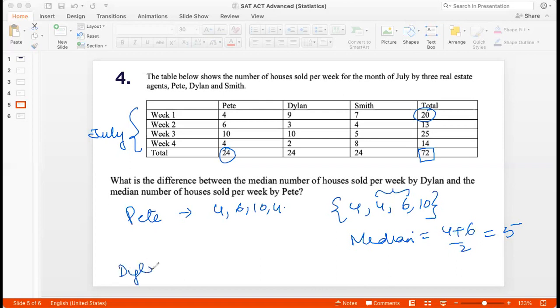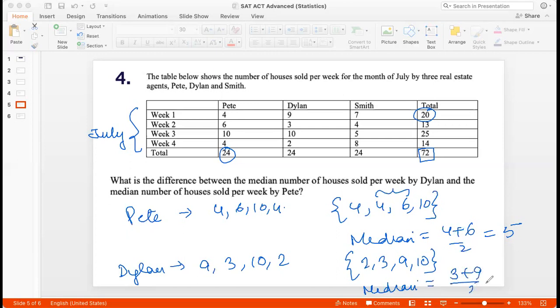What is the median for Dylan? For Dylan, the values were 9, 3, 10, and 2. When I put them in ascending order, I get 2, 3, 9, and 10. So here again, there are 4 values. So the median would be the average of 3 and 9, which is 6. So the difference between Dylan's median and Pete's median is 6 minus 5, which is 1.